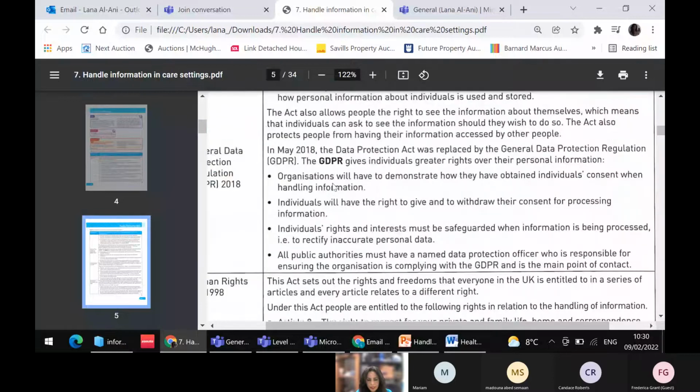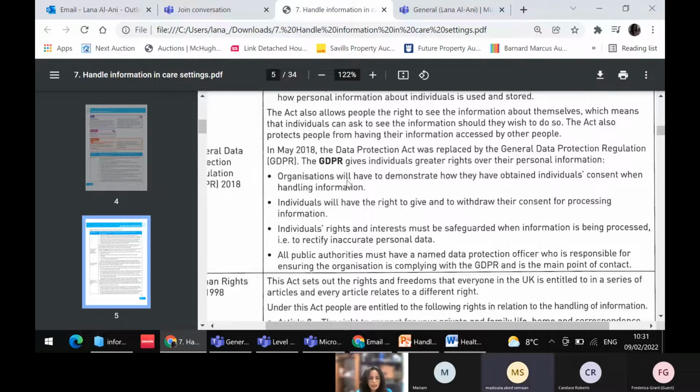So this legislation is all about organizing the information. Individuals will have the right to give and to withdraw their consent at any time. So here it is all about the rights of the people, and individual rights and interests must be safeguarded, and all public authorities must have a named data protection officer. So in each care home, they should have a named data protection officer to be responsible for this information.